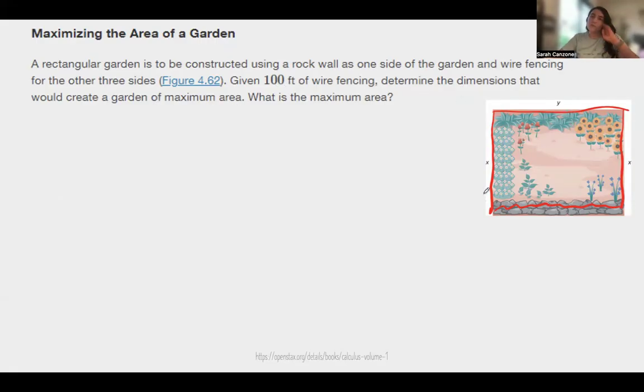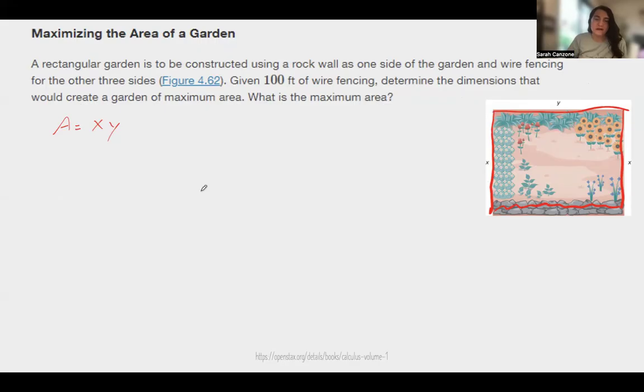Okay. Well, now that we have two different variables, we do need two formulas to relate the variables. So that's how we'll know if we need two formulas or not. Well, if we're looking for area, it's pretty natural to want to create an area formula. So let's do that. We know that area is length times width, which in this case we call X and Y. So area is X times Y.